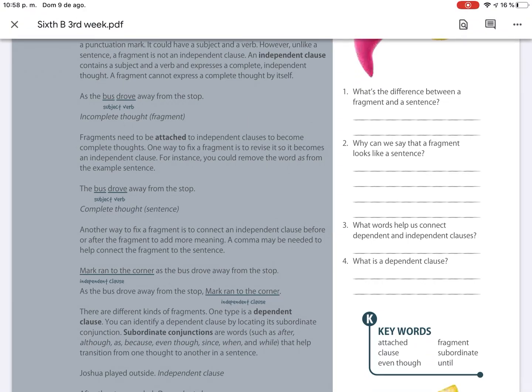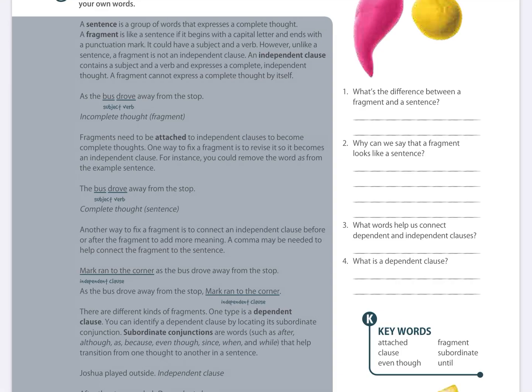Fragments need to be attached to independent clauses to become complete thoughts. One way to fix fragments is to revise them so they become an independent clause. For instance, you could remove the word "as" from the example sentence: "The bus drove away from the stop." That is a complete thought.